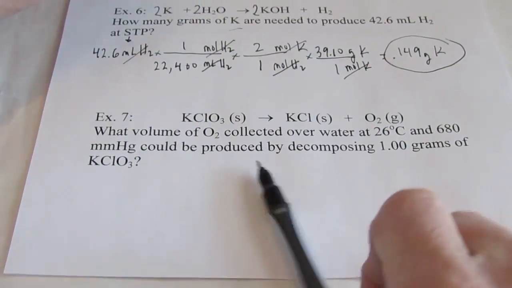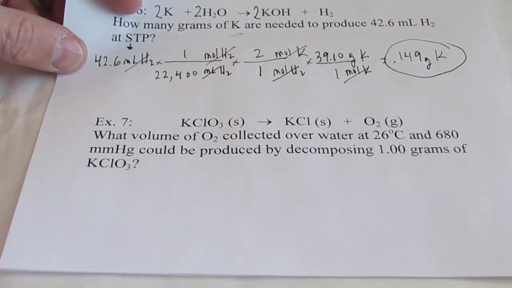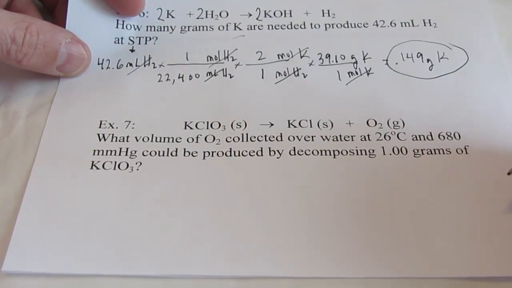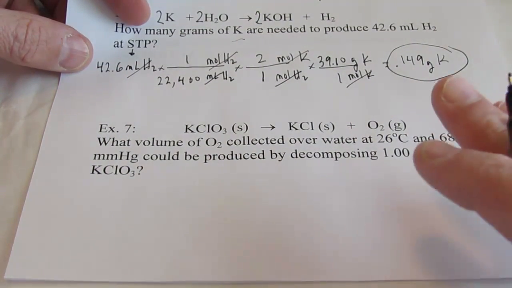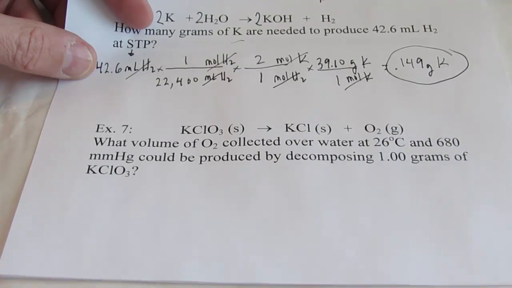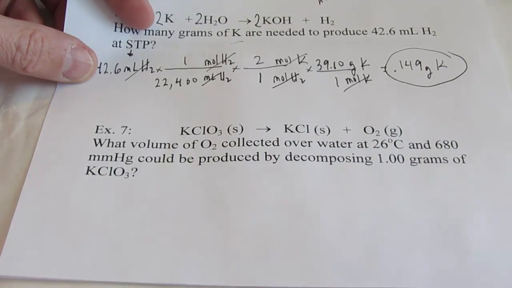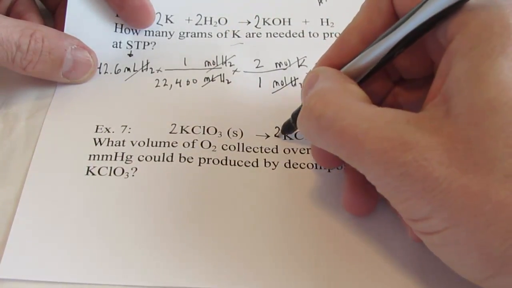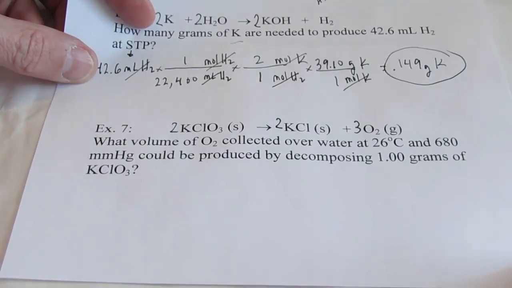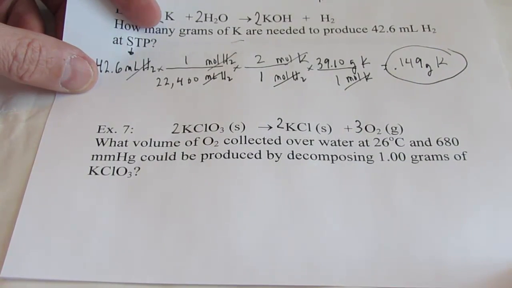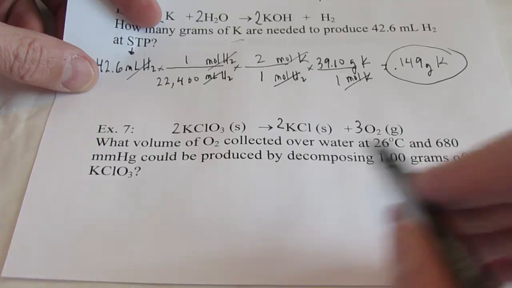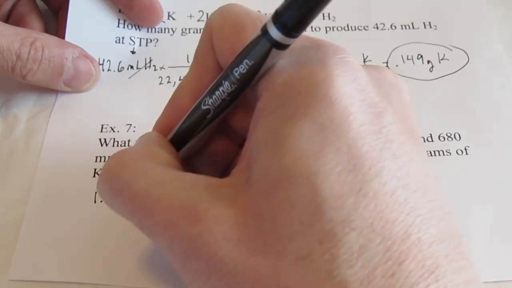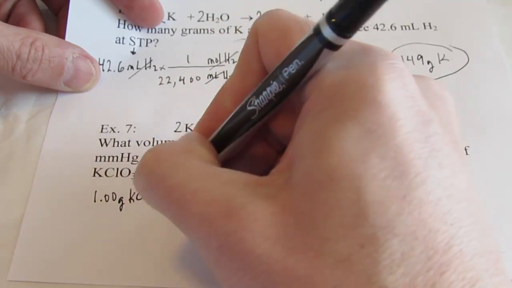Okay? So, golly, we're not at STP this time. We're at 26 Celsius, we're at 680 millimeters of mercury, and the gas is collected over water. Well, this is as ugly as she gets. If you can follow this one, you can do any one. Okay, let's balance this quickly. I want to put a 2 in front of KClO3 and a 2 in front of KCl and a 3 in front of O2. And that takes care of me. Now, I have 1 gram of KClO3 that I am working with. So I'm going to start with that, 1 gram of KClO3.